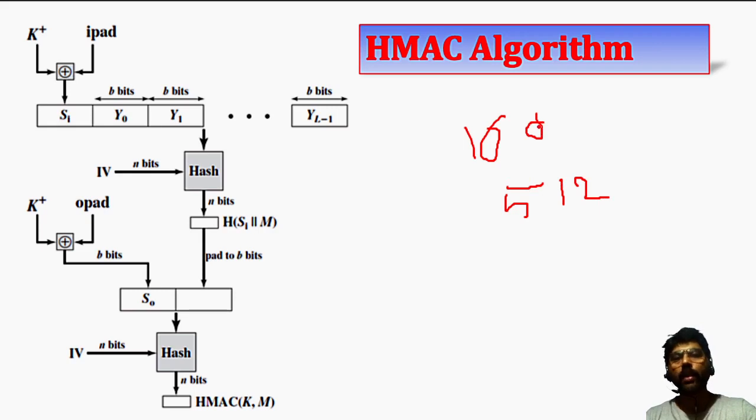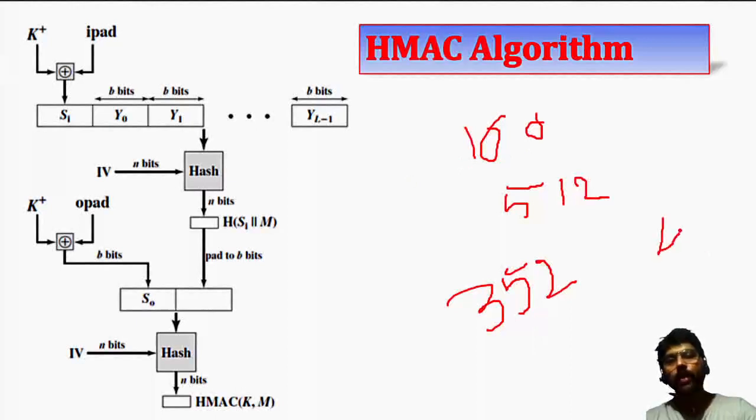Now the key length is smaller and the block length is larger, that is 512. So what I have to do is add additional bits at the left-hand side. What are the additional bits I have to add? I have to add a total of 352 additional zeros at the left-hand side of the key. That means I have to add a total of 44 zero bytes at the left-hand side of this key.